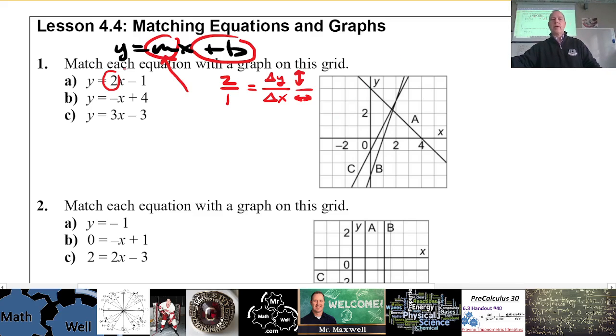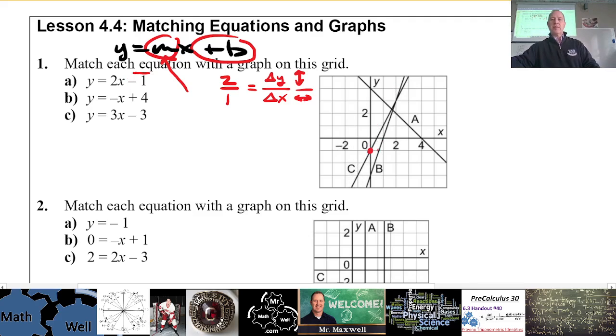So just real quickly, the b value is really important. That's the easiest way to identify the equation and the graph. So match each equation. For a, the b value is -1. So on the y-axis, we go to -1, and that's the intercept for line C. Does everyone see that? And does it go up from left to right? The slope of that line is positive, yes.